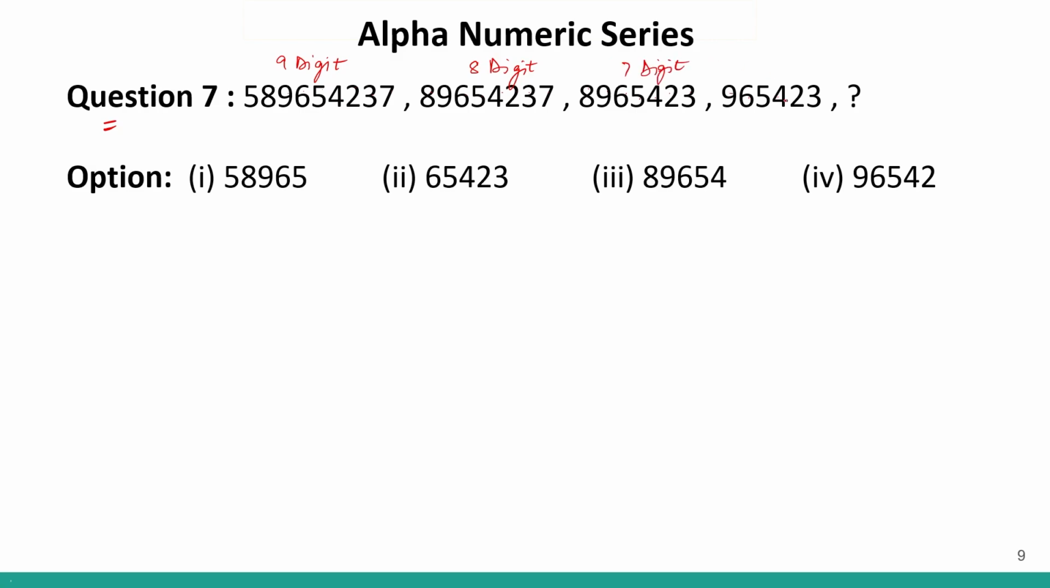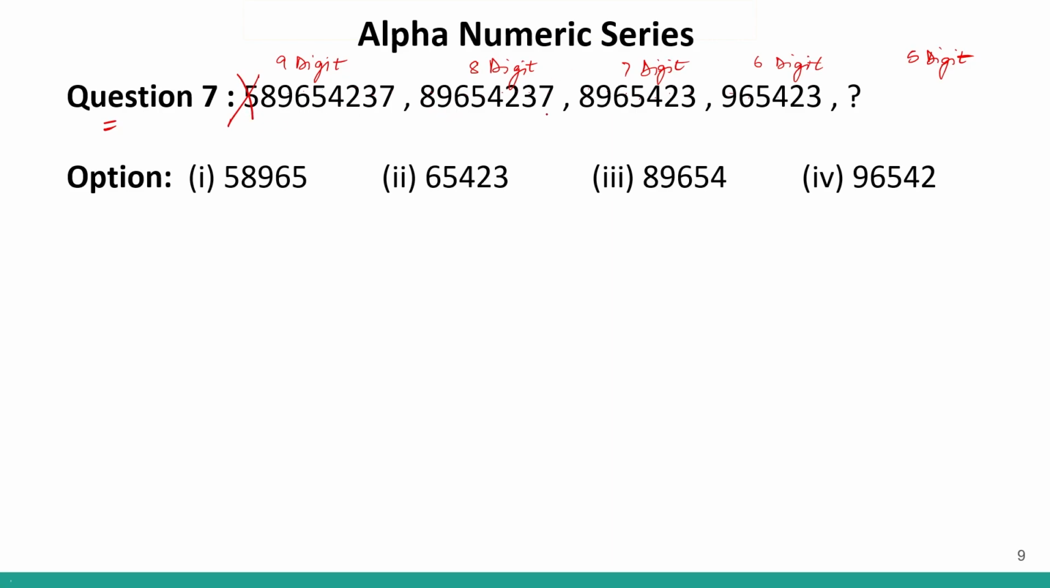And a 6-digit number. So now I know for a fact that 1 digit is being decreased from each number. So the next number will be a 5-digit number. Now, which digit is being decreased? That we have to find out. If you look at the first two numbers, 89654237 is common. Correct? So we have just deleted this number to get the next one.